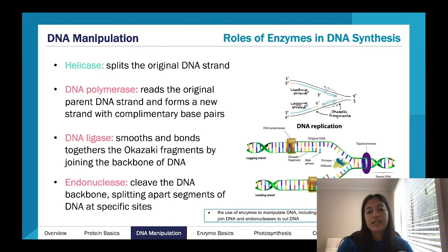Okay, now we're looking at DNA manipulation. So those are our basics of protein, how we create protein in the cell, how DNA works. Now we're thinking about manipulating this process. So we have DNA polymerase, DNA ligase, and endonuclease. These are our important enzymes. Don't really worry about helicase too much.